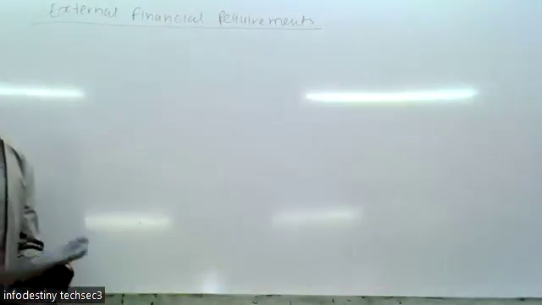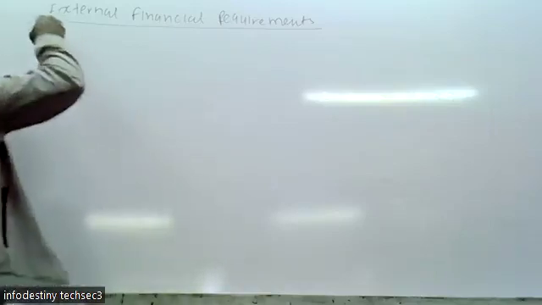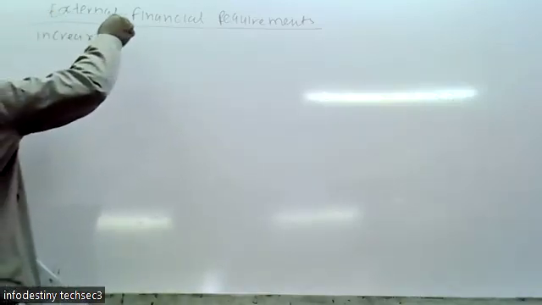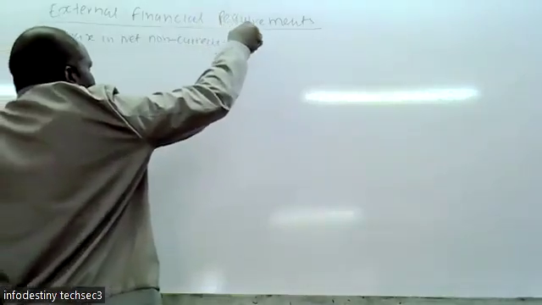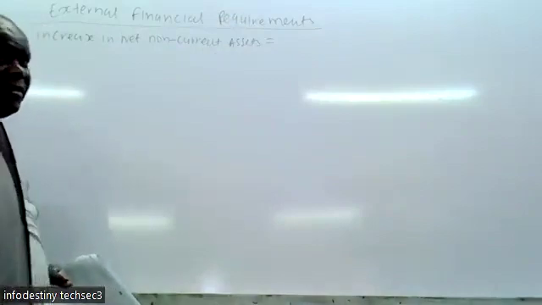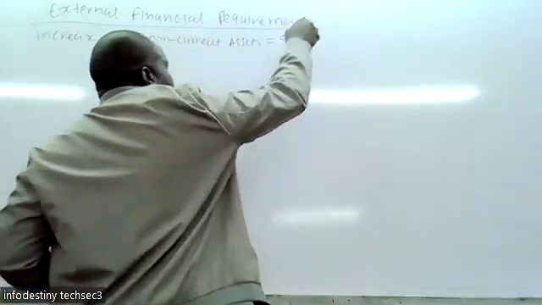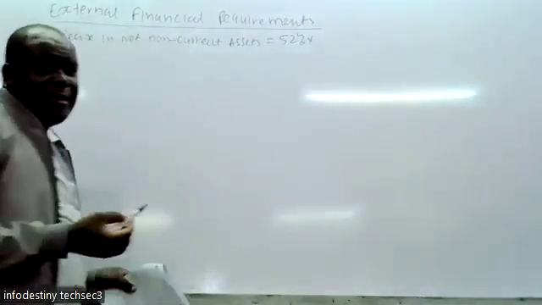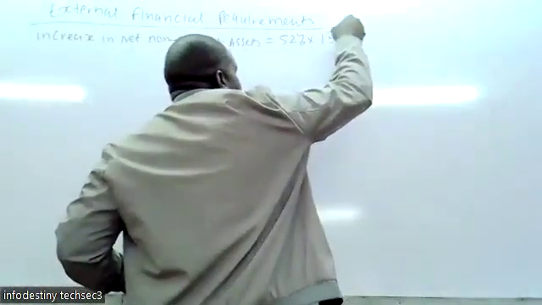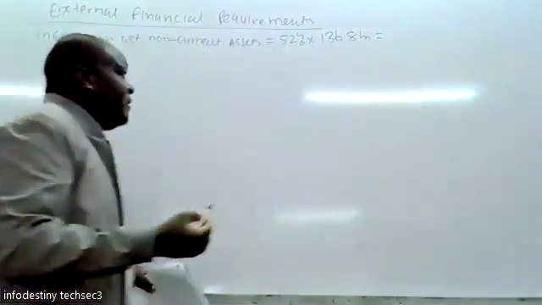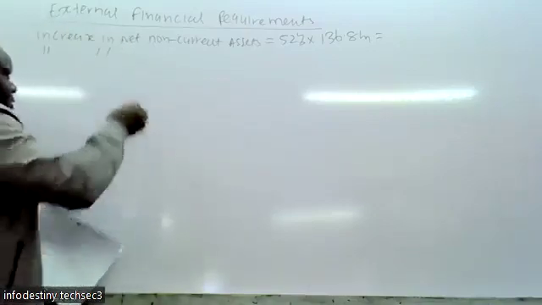So in the external financial requirement, we start with the increase in the net non-current assets. So we got what percent? 2%. So 2%, our incremental sales is 136.8, so multiplied by 136.8. Then you also add increase in inventory.